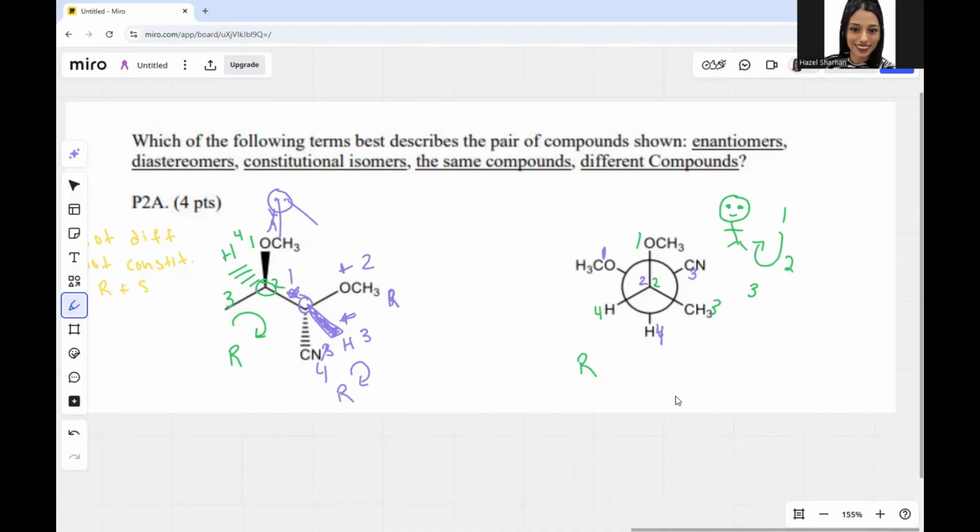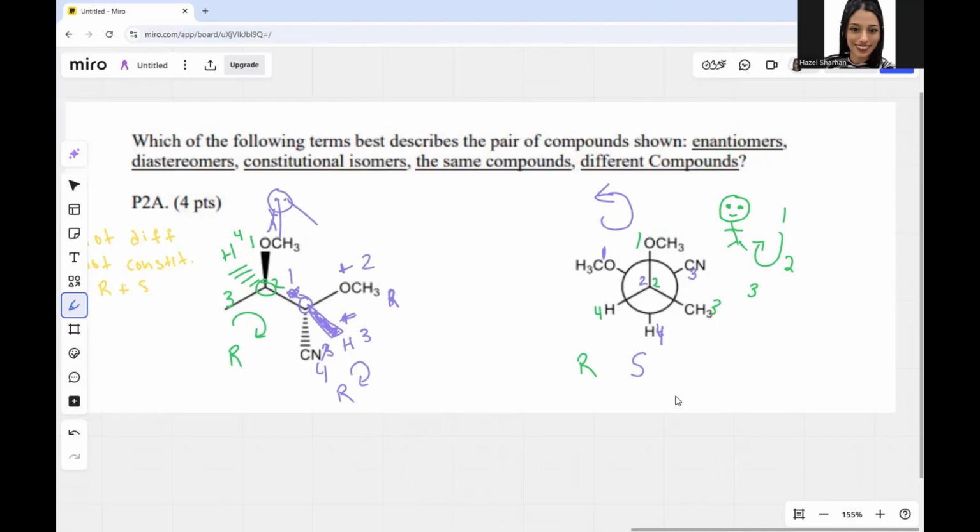So it looks like 1, 2, 3 counterclockwise. The 4 is technically facing away from us because it's in the back. Because it's in the back, all the ones in the back of this Newman projection are facing away. So 4 is already facing away. In that case, this would be 1, 2, 3 counterclockwise. And so that would be an S configuration.